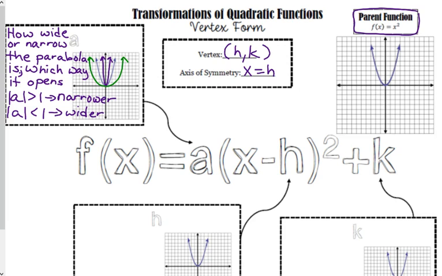All right, so the other thing I said we could find out from a is whether it points up or down, opens up or opens down. So if a is positive, it is concave up, which looks like a smile. If a is negative, it's concave down. It looks like a frown. Down and frown rhyme. That's one way to remember it.